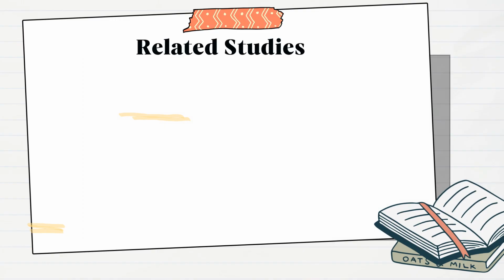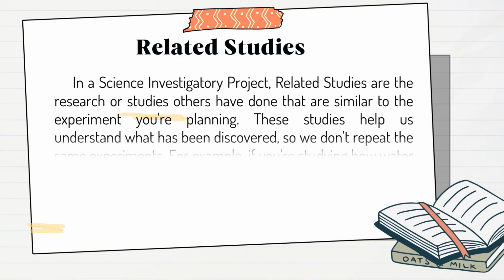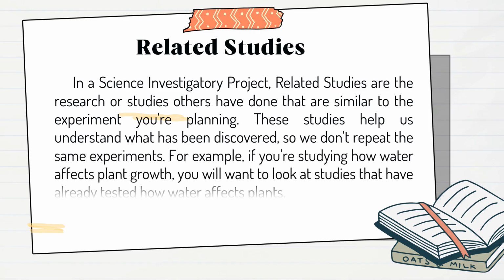So, what are related studies? In a science investigatory project, related studies are the research or studies others have done similar to the experiment you're planning. These studies help us understand what has been discovered so we don't repeat the same experiments. For example, if you're studying how water affects plant growth, you will want to look at studies that have already tested how water affects plants.